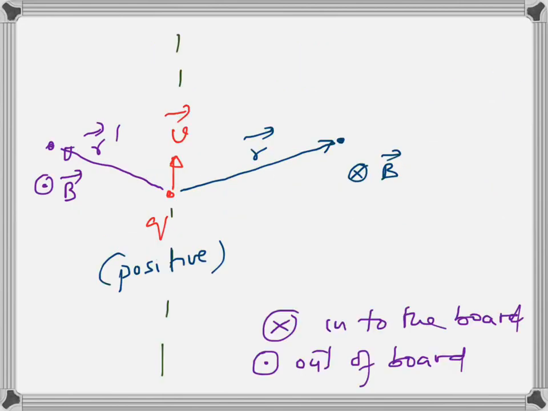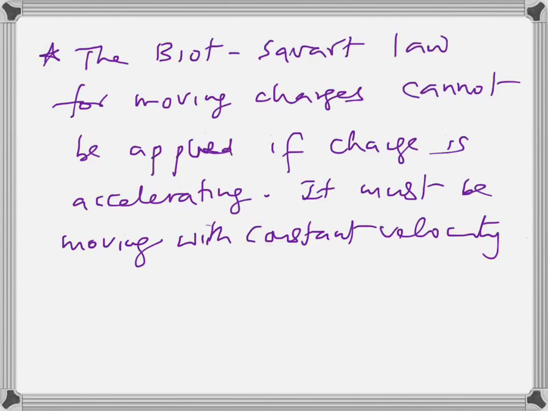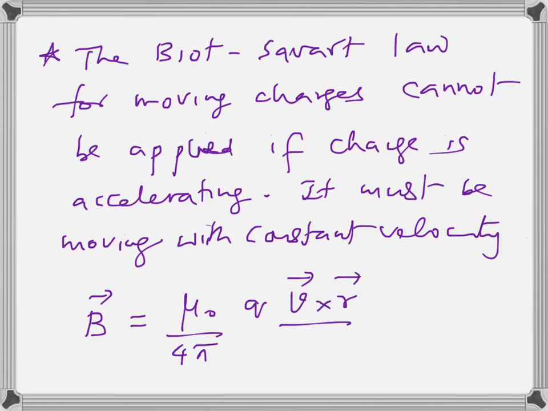Now this law you cannot afford to forget. So I am once again writing the law. Magnetic field is given by mu naught by 4 pi, whose value is 10 power minus 7, into Q. Obviously charge must come in the law. Without charge there is no magnetic field. Then the charge must be moving, so it must have velocity. So we write V cross R by R cube.